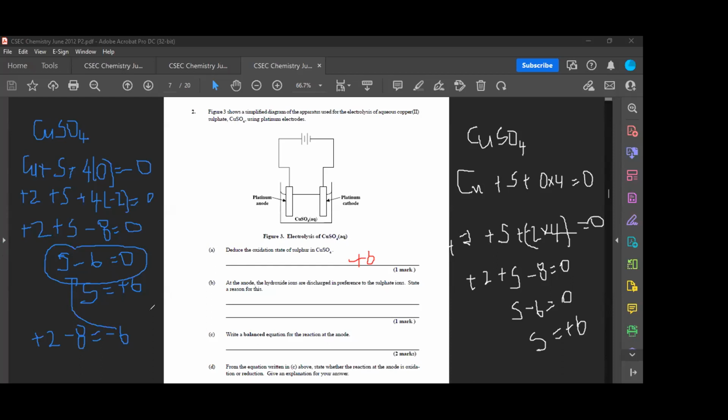All right, so at the anode, the hydroxide ions are discharged in preference to the sulfide ions. Why would the hydroxide ions be discharged instead of the sulfide ions? Because they're lower in the reactivity series. What is lower in the reactivity? The hydroxide ions. Anybody else?